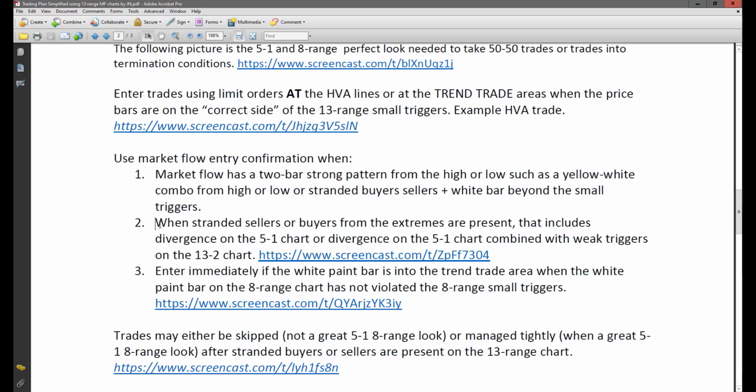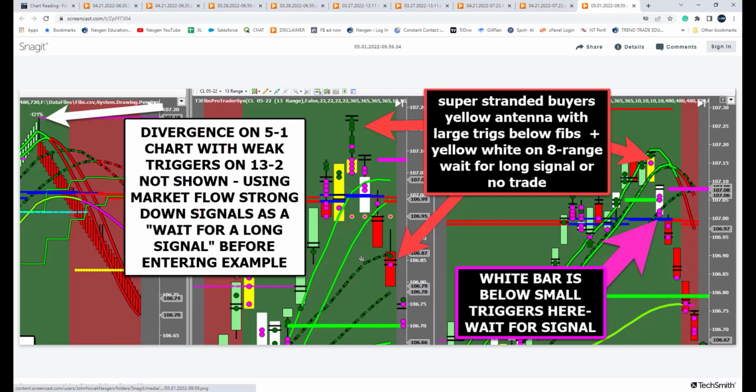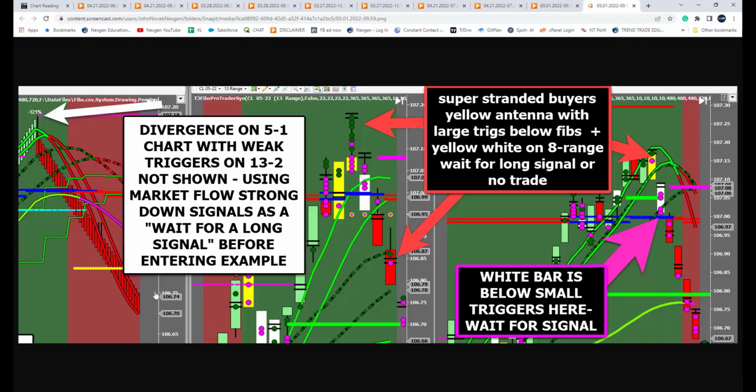Whenever you have stranded buyers or sellers from the extreme, that includes divergence on the 5-1 chart, or divergence on the 5-1 chart with weak triggers on the 13-2 chart, you're going to want to wait for some confirmation. So this is divergence on the 5-1. And again, look at what happened over here. We had some stranded buyers, but we were very much above the triggers.